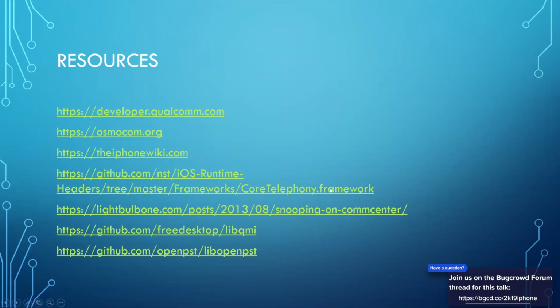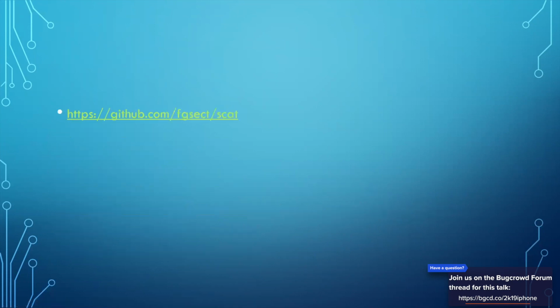Then there's the Core Telephony framework that you can look at from iOS, where CommCenter is based, the daemon that communicates with the baseband. I took a look at someone who dumped the header files from that framework. There's also a tutorial here on how to inject code into CommCenter and debug. And these libraries were also very useful when creating tools for examining the baseband.